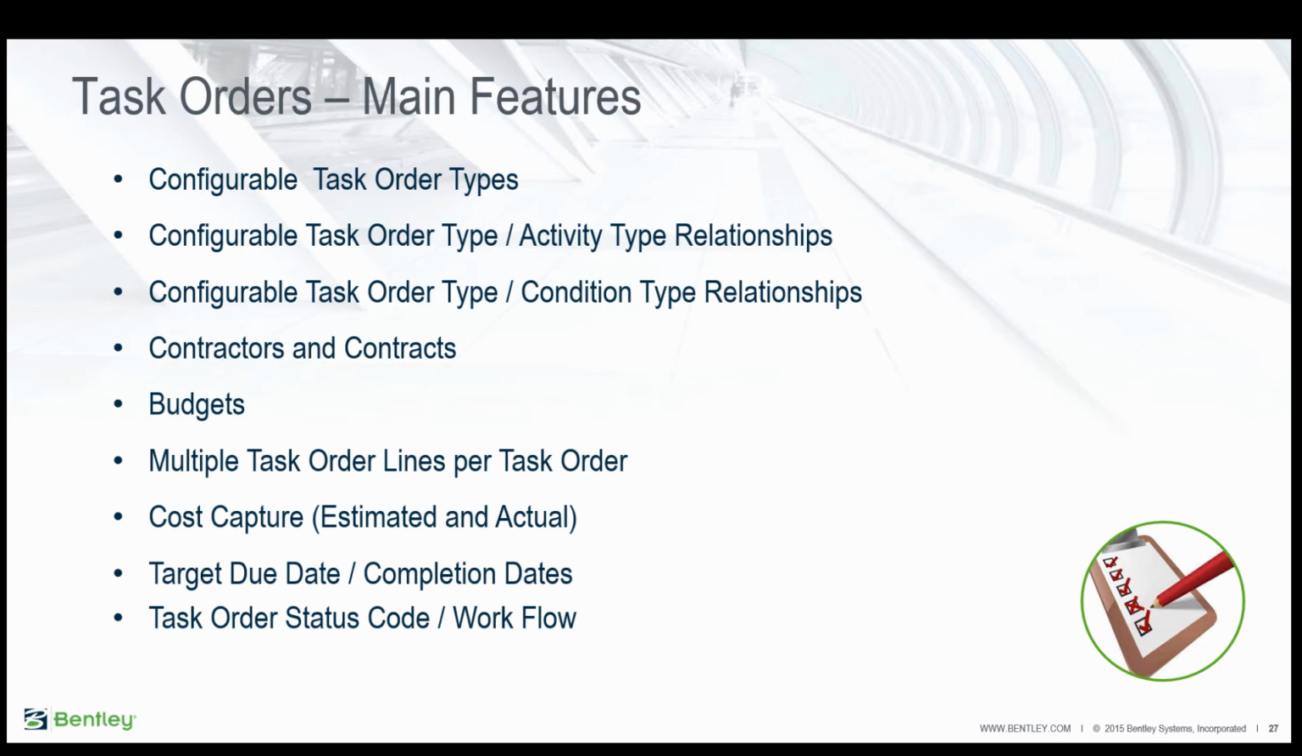A task order is related to a contractor or a contract, and we can also manage budgetary information through the financial aspect of the task order itself. Importantly for efficiency, multiple task order lines can exist on a single task order, and each of the task order lines can capture the cost in terms of the estimated work to be carried out, but also the actual quantities and therefore the actual cost of work that gets carried out in the field. Each task order line independently has a target due date, and you can also record completion dates. And as with other objects that we have talked about, the task order has a status code allowing the position of the task order within its life cycle to be recorded.